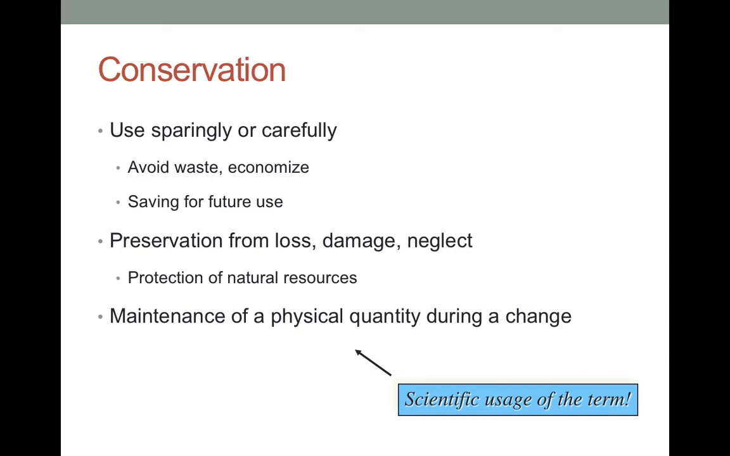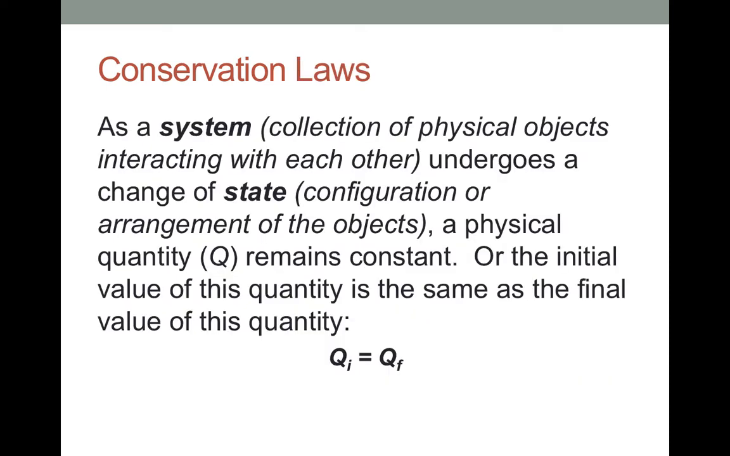change. Or to be more specific, we're going to say when we have a system, which is a collection of physical objects that interact with each other, and the system undergoes some sort of a change of state, or the objects rearrange themselves. They're moving at different velocities, they're in different places. As that happens, there will exist a quantity we could call Q, and that quantity stays the same, which is to say, the value for that quantity before the objects rearrange themselves and the value for the same quantity after the rearrangements will be equal.